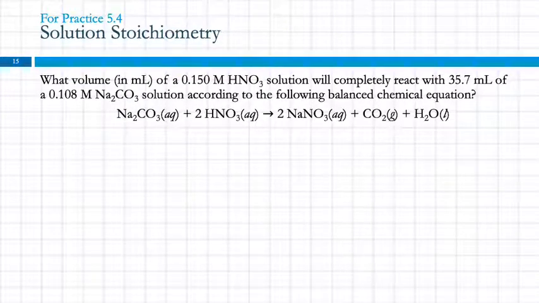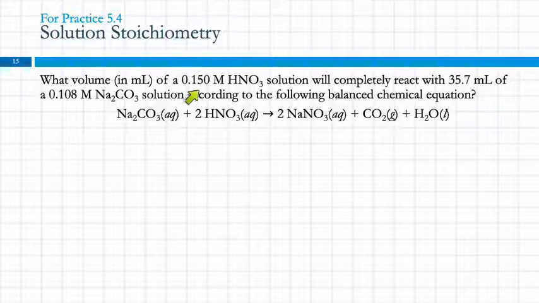Solution stoichiometry is very, very common. What volume in milliliters of a 0.150 molar nitric acid solution will completely react with 35.7 milliliters of a 0.108 molar sodium carbonate solution according to the following balanced chemical equation? So there's our balanced chemical equation. This is stoichiometry. We've got amounts of stuff, and we've got a chemical equation. There's a chemical reaction going on. So I'm going to pull those numbers out and write them under the balanced chemical equation.